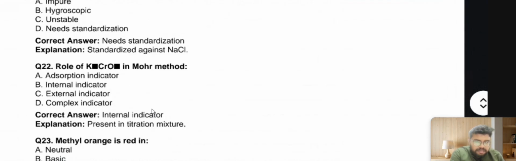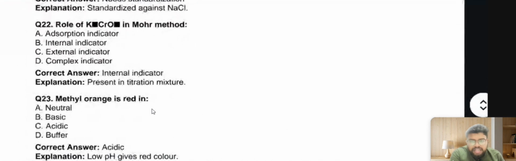Okay, K2CrO4, potassium chromate, is used in the Mohr method as an internal indicator. Let's see question number 23. Methyl orange is red in neutral, basic, acidic, buffer. The correct answer is acidic. Why acidic? Low pH gives red color.